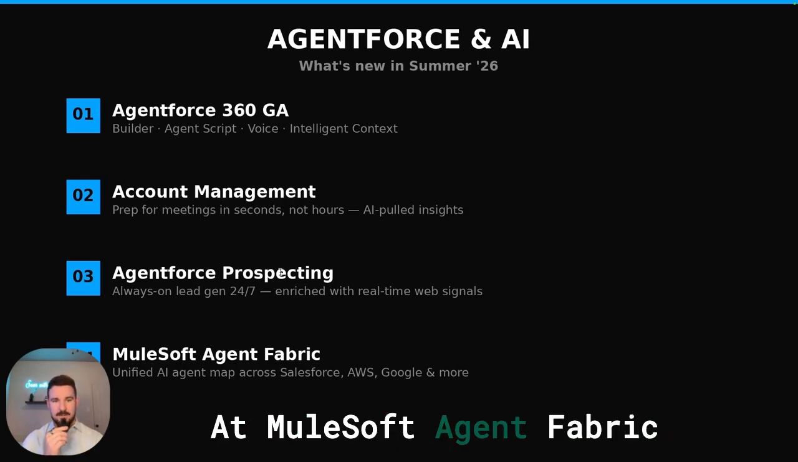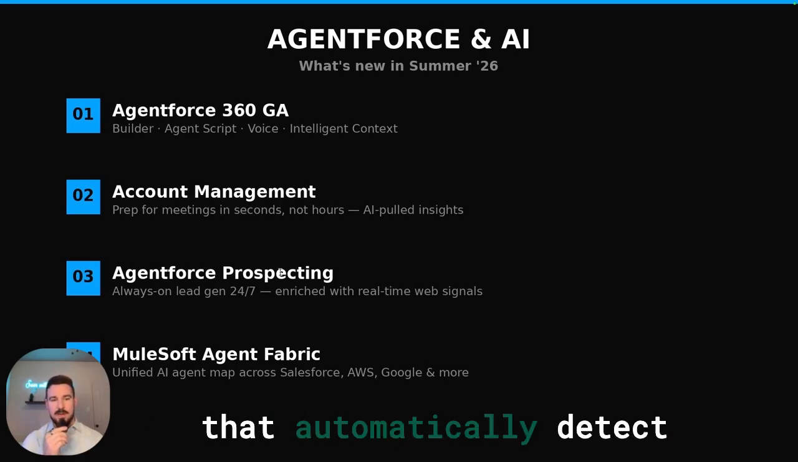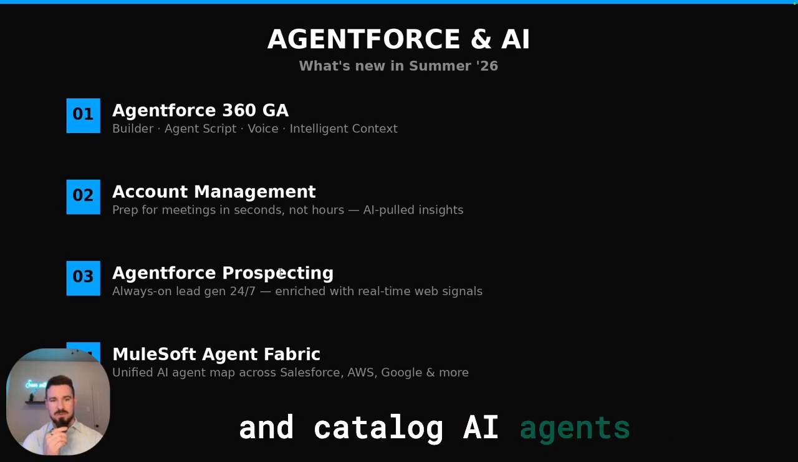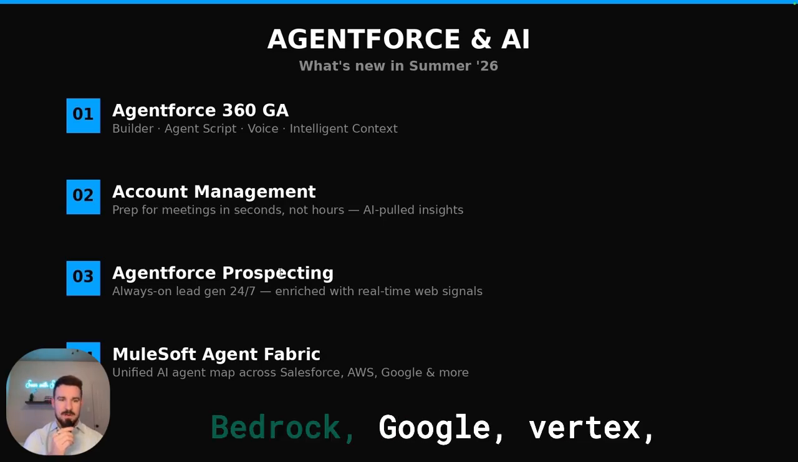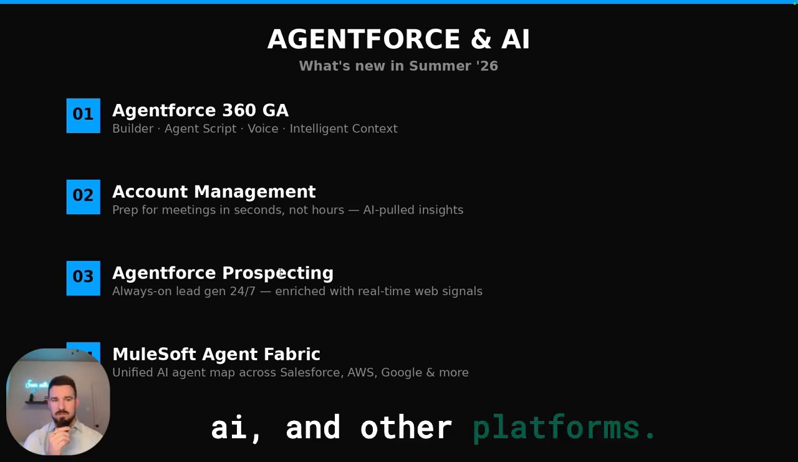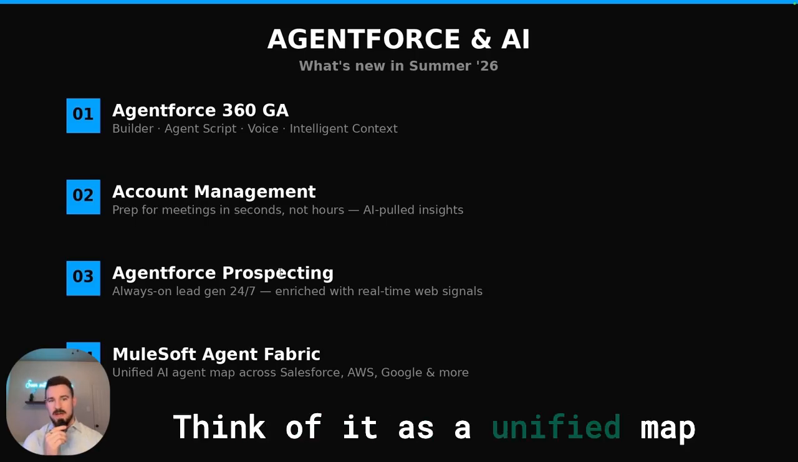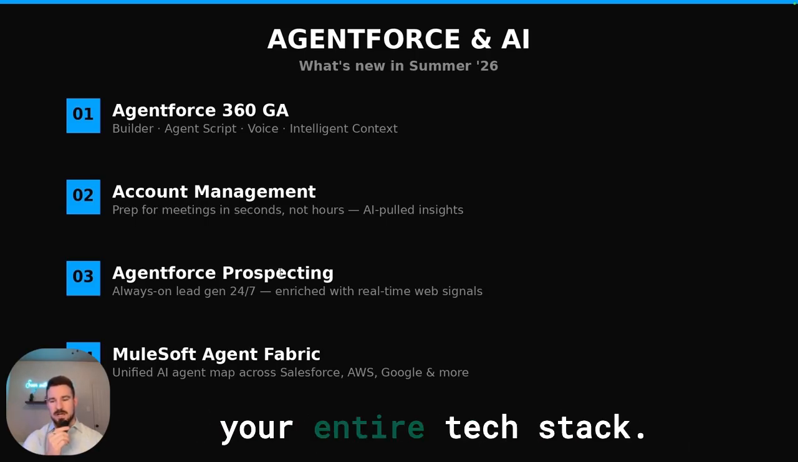Agentforce prospecting is enabling always-on lead generation 24/7, enriching your data with signals from the web. And MuleSoft Agent Fabric now has agent scanners that automatically detect and catalog AI agents across Salesforce, Amazon Bedrock, Google Vertex AI, and other platforms. Think of it as a unified map of all your AI agents across your entire tech stack.